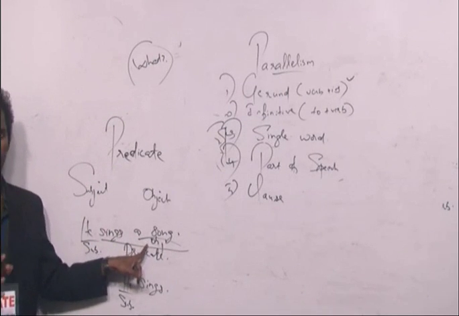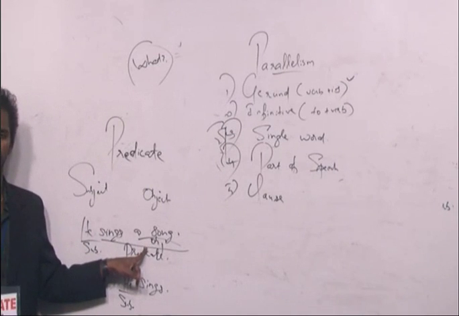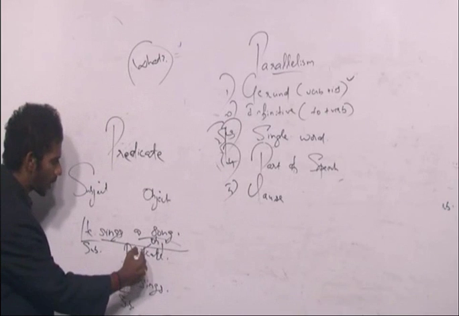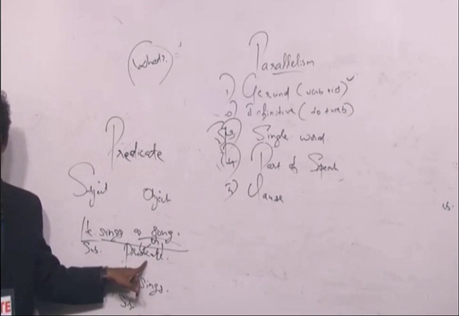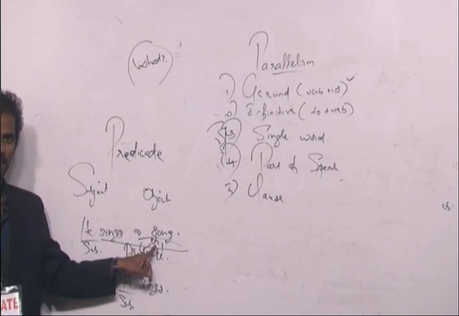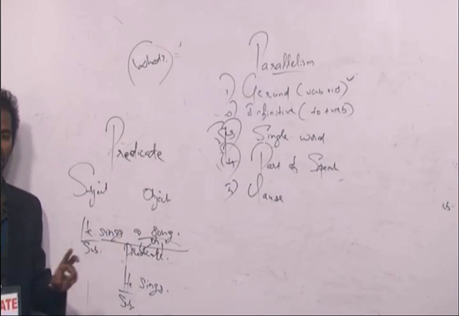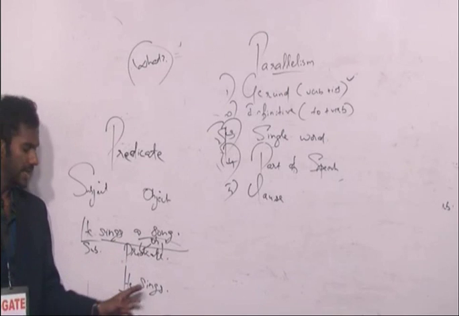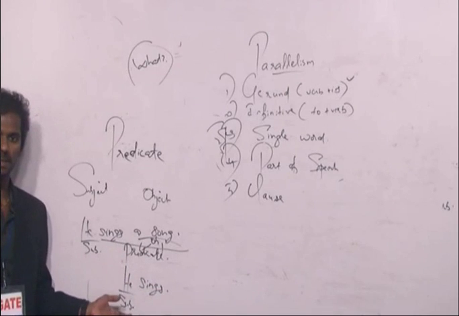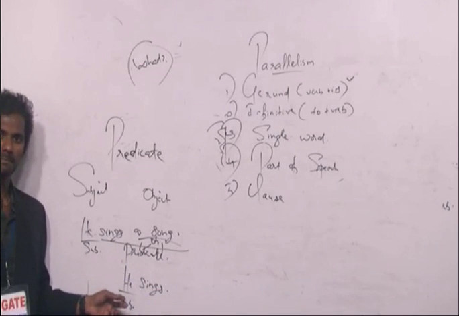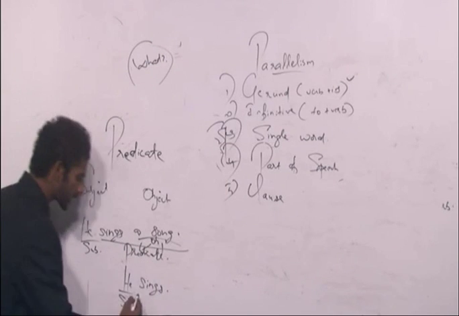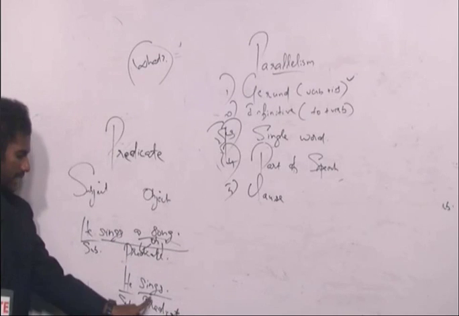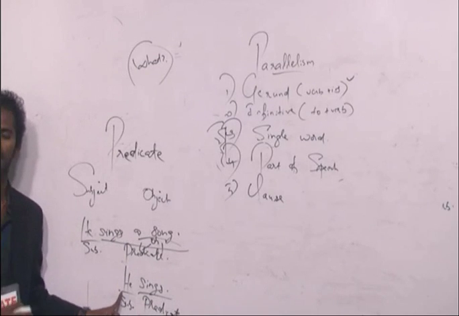Song is the object. I told you object is not necessary, may be there, may not be there. If there is an object in a sentence, the object also comes in the predicate. So what is said about the subject is called the predicate. Same sentence. Next one, he sings. Subject is he. What is said about he here? Sings. So sings is the predicate in this sentence. Because this is what is said about the subject.